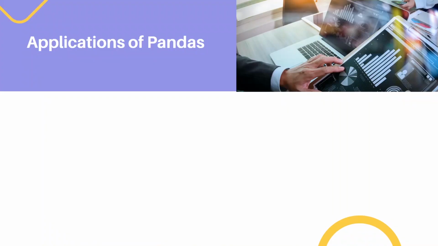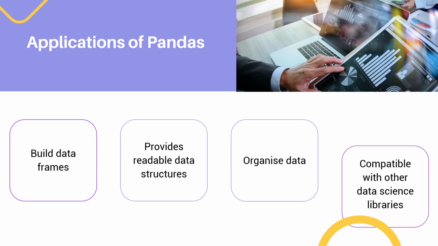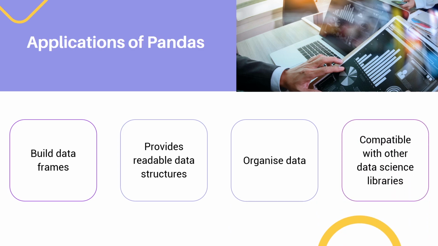Here are some of the most commonly used applications of the Pandas library. The first is to build robust data frames. It also provides readable data structures that look very similar to SQL tables or SQL database tables. Pandas allows us to organize very complex data in a meaningful way. And lastly, it's compatible with other data science libraries, which we'll have a look at in a second.